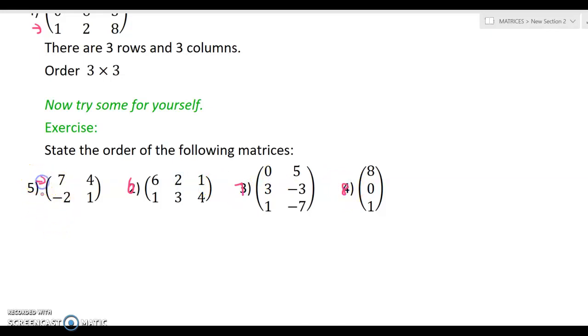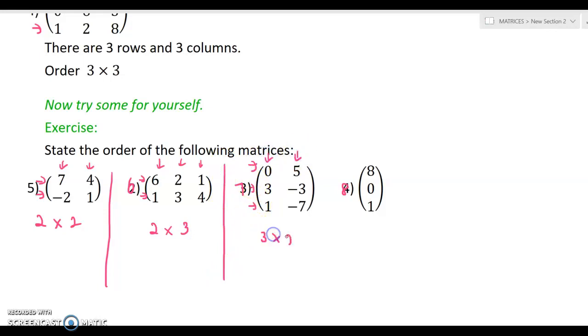Alright, so first one, we have 2 rows and 2 columns, so it's a 2 by 2. Number 6, we have 2 rows, and how many columns? 1, 2, 3, so 2 by 3. Next, 1, 2, 3 rows and 2 columns, so this is a 3 by 2. And the last one, we have 1, 2, 3 rows and 1 column, so 3 by 1. Alright, so pretty simple. Number of rows by number of columns. That's how you state the order of any matrix.